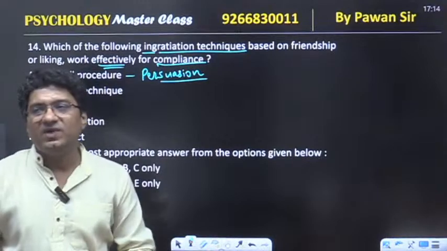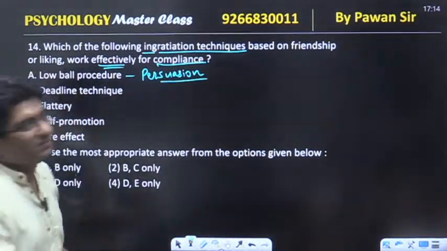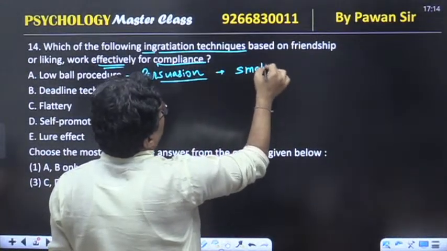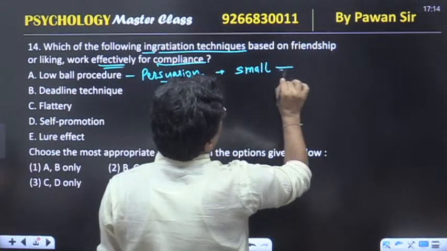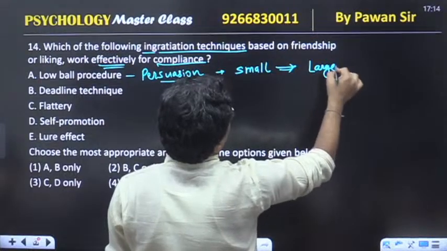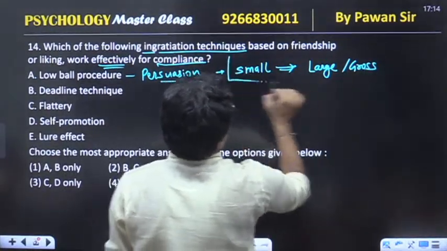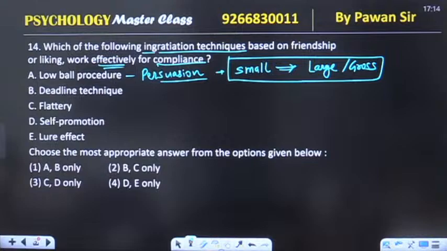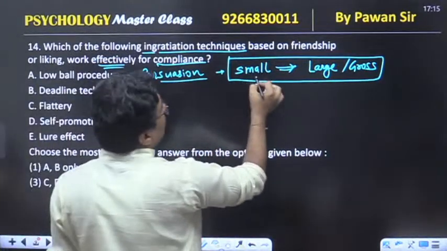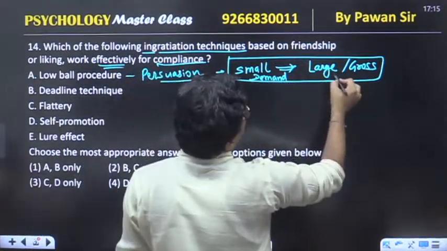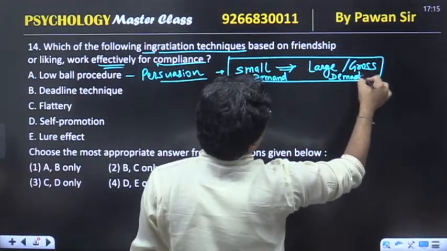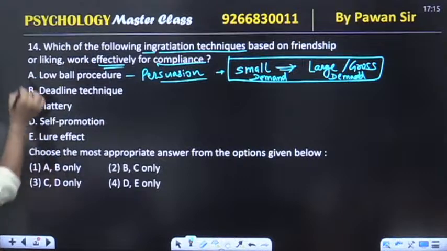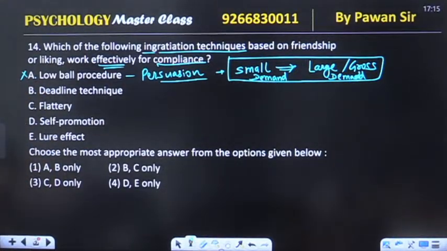Where first, what will we do? We will initiate with a small request and then we move on towards the large or gross request. Then it is called a low ball procedure. We start with a small demand and move on towards the larger demand, then it is called the low ball procedure. So this is a persuasion technique.